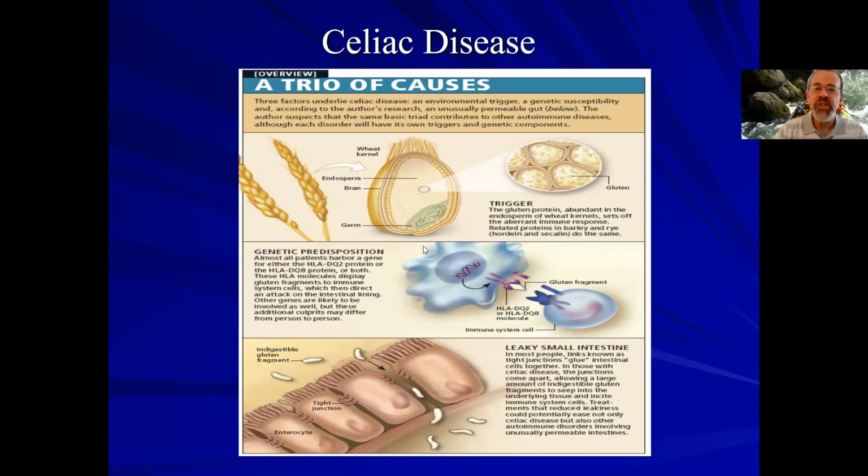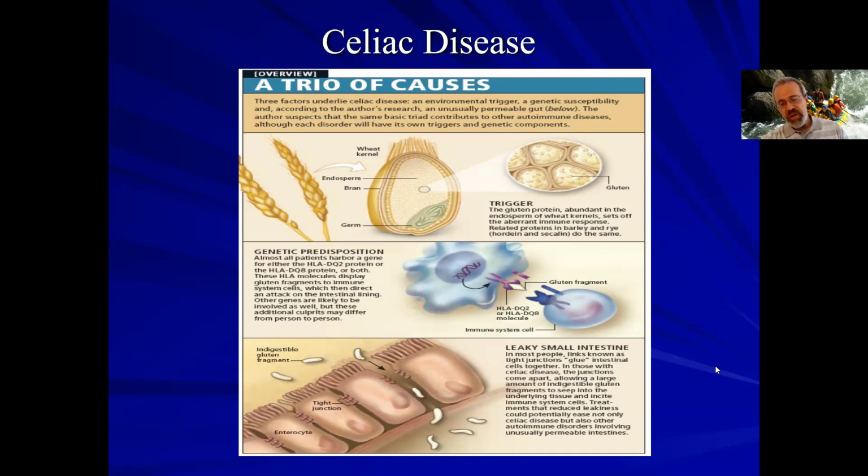Second of all, a genetic predisposition. Certain individuals are just acutely sensitive to gluten. Not everybody is. So your immune system is already sort of primed to respond.